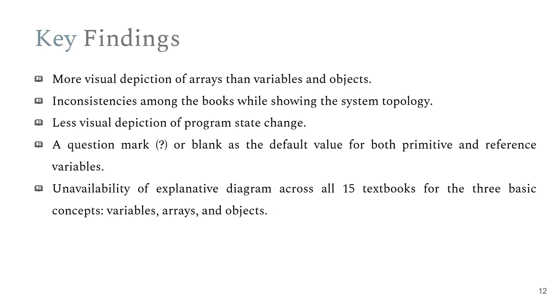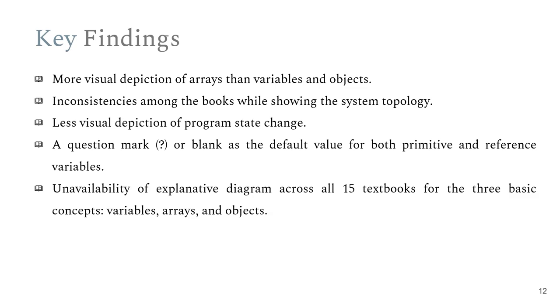After the analysis, we found that there were more visual depictions of arrays than variables and objects, though half of the books didn't provide any diagrams for state changes. We also found inconsistencies among the books while showing the system topology. For example, diagrams of some books presented references of arrays, but others left them out. Overall, we saw that almost half of the books didn't explain any state changes with diagrams for all of the 3 concepts.